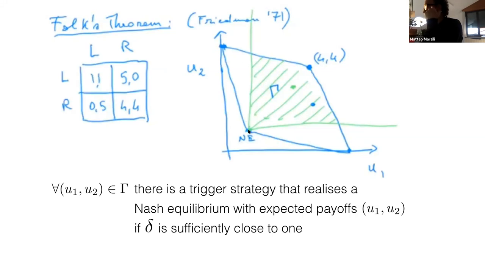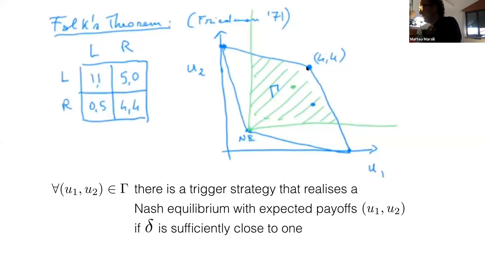And you can take, from this Nash equilibrium, you can draw these lines and identify this shaded region gamma. So the Folk theorem tells you essentially that for any point in this shaded region, you can find a trigger strategy such that you can achieve expected payoffs that exactly coincide with these points here. And this trigger strategy will be a Nash equilibrium if delta is sufficiently close to one.